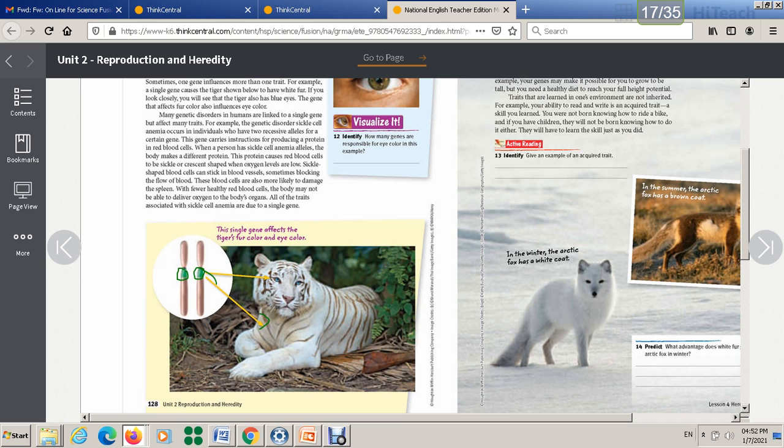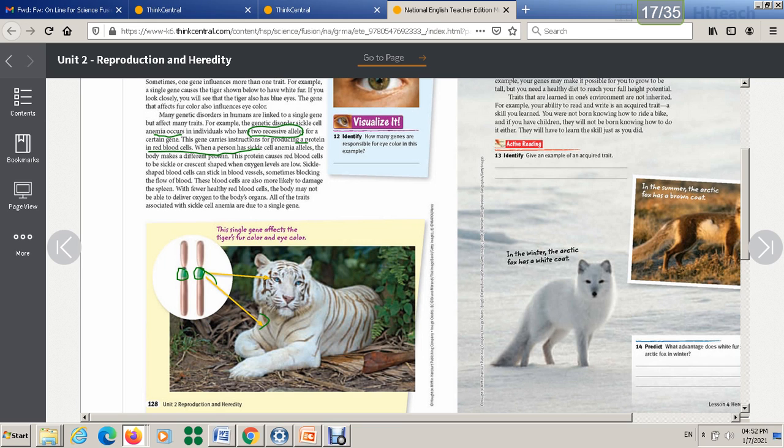So this is for the first one, and the other one is sickle cell anemia, which occurs in individuals who have two recessive alleles for a certain gene. This gene carries instructions for producing a protein in red blood cells. When a person has sickle cell anemia alleles, the body makes a different protein. This protein causes red blood cells to be sickled or crescent shaped. In the sickle or crescent shape, they can't carry oxygen well, because the structure is always related to the function.